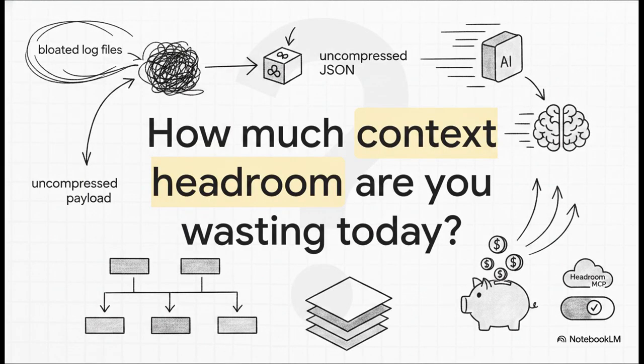Which brings us to the end of our explainer, and a final question I really want you to chew on for a bit. How much context headroom are you actually wasting today? Seriously, every single bloated log file, every massive uncompressed JSON payload, it is actively slowing down your AI and it is costing you actual money. The tools to fix this are completely transparent. They adapt to pretty much any architecture out there, and they're ready to go right now.